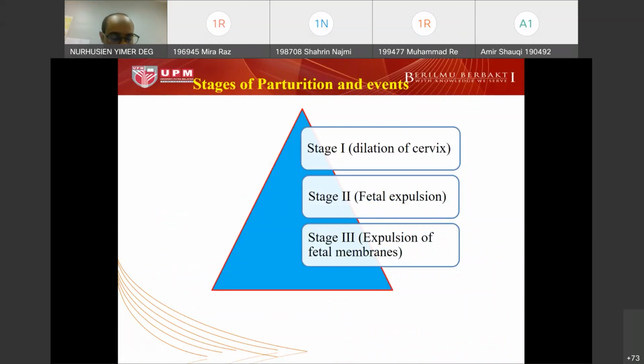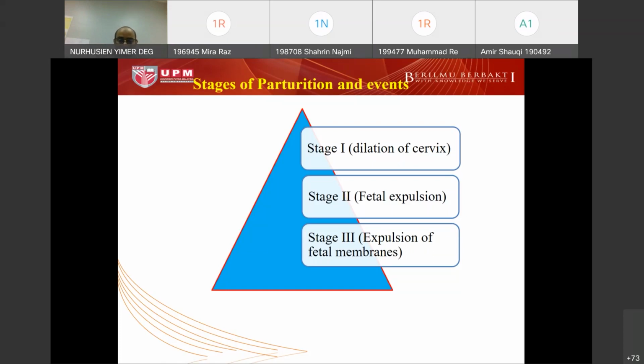Okay, now let's see the stages of parturition in detail. Generally we have 3 stages of parturition. The whole process can be classified into 3 stages. Stage 1 is mainly characterized by dilatation of the cervix. Stage 2 is mainly defined by the fetal expulsion, or the expulsion of the fetus out of the uterus, out of the birth canal. And the last stage, stage 3, is characterized by the expulsion of whatever is left over, which is basically the placenta or the fetal membranes.